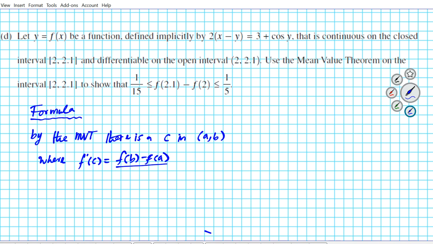All right, so this is what we're going to use to solve this problem. To get us started, let's identify what our A and B are. So what is A and what is B? Well, we'll just look at the interval that tells us what A and B are going to be. The lower bound on the interval is your A and the upper bound is your B. So our A is 2 and B is 2.1.